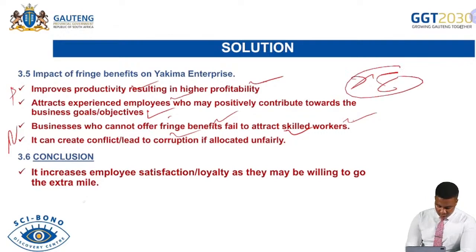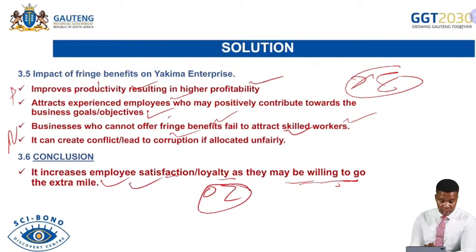And then the conclusion: it increases employees' satisfaction or loyalty, as employees are willing to go an extra mile. That's 2 marks for the conclusion. Now, this was supposed to be on the impact, but I took it and placed it under conclusion because I don't want to see you saying the conclusion is about what the essay was about. No, you use the point that is on your subheadings. But remember, you cannot repeat a fact. If you have placed it under the impact, you cannot place it under the conclusion. It would be considered to be repetition.